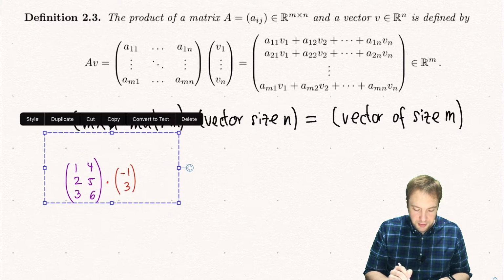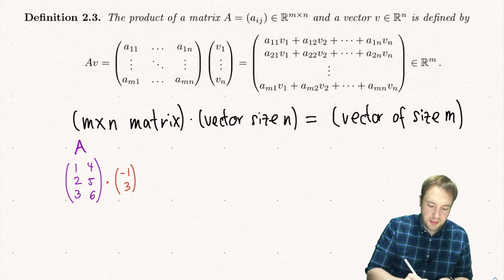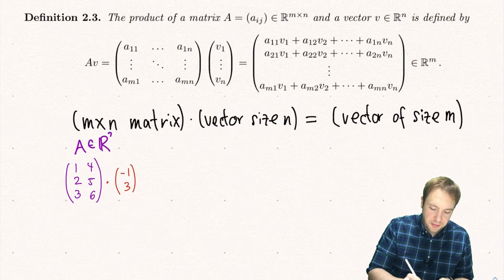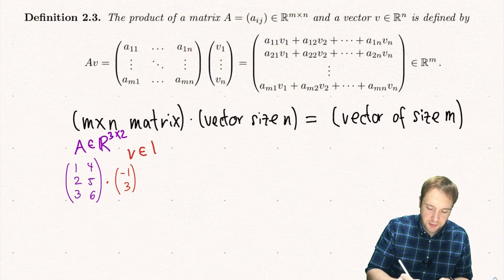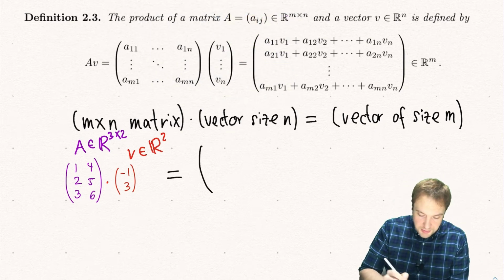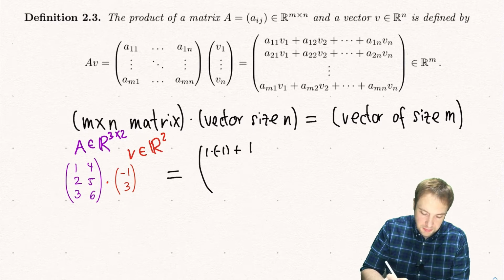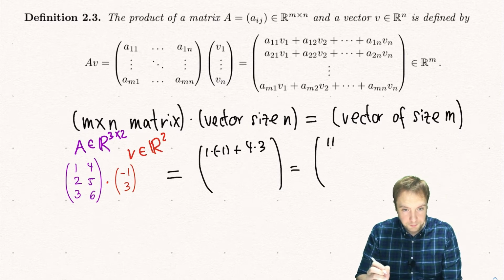So for example, if we have this product here, so here we have the matrix A, which in this case is a 3 by 2 matrix, and here we have this vector v, which is a vector of size 2. In this case we should get a vector of size 3, and the entries are given by, well, the first entry is 1 times minus 1 plus 4 times 3. So this is 12 minus 1, so this is 11.